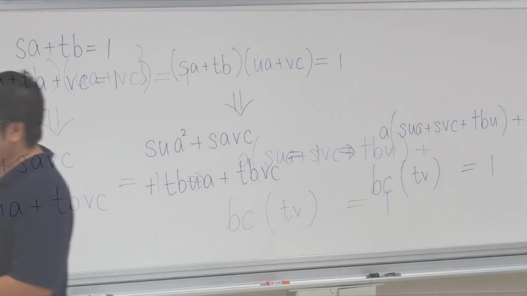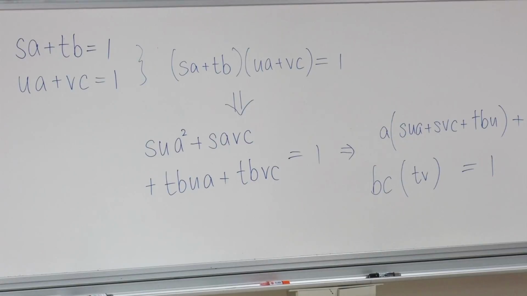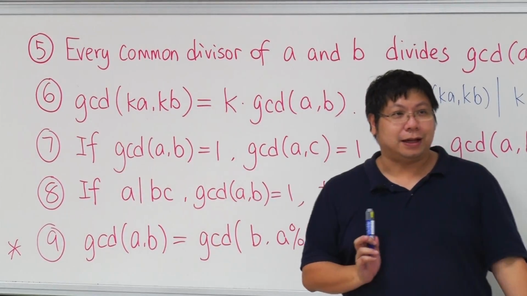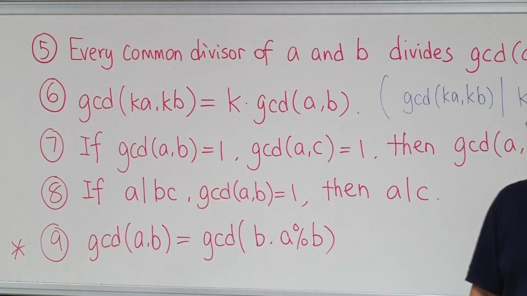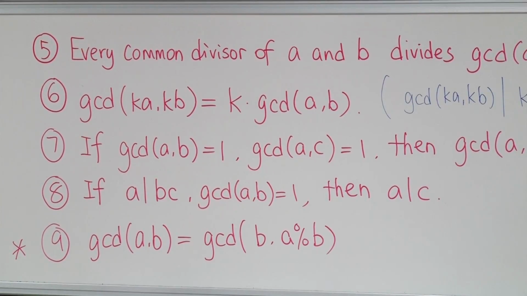How about 4? How about 4? 4 is if A divides BC, but then A and B don't have any common factor, then we will know that A has to divide C. So how do we prove it?